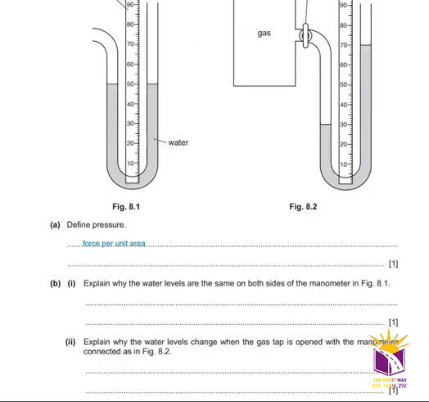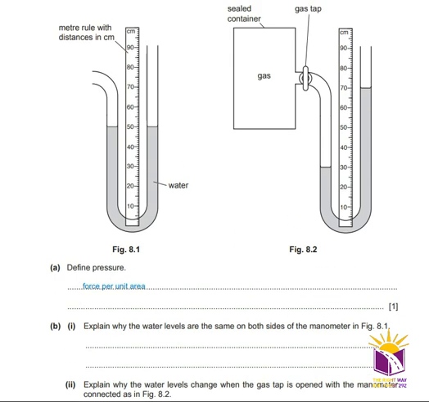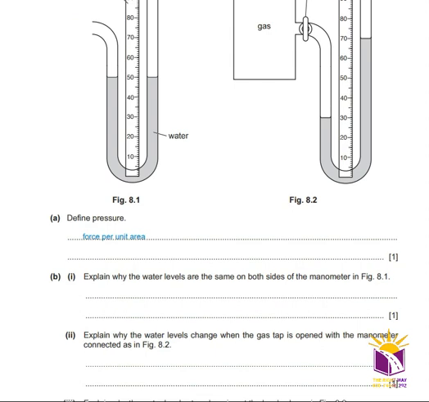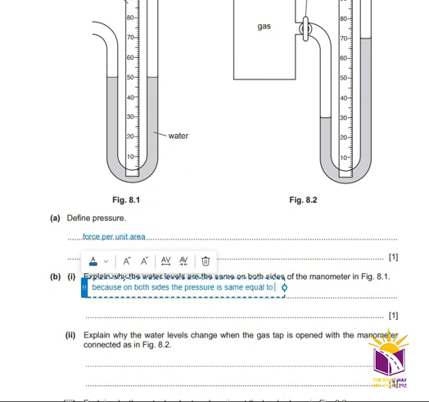Part B, question 1. Explain why the water level are same on both sides of manometer 8.1. In figure 8.1, at both sides, the pressure exerted is equal to the atmospheric pressure because on both sides the pressure is same, equal to atmospheric pressure.